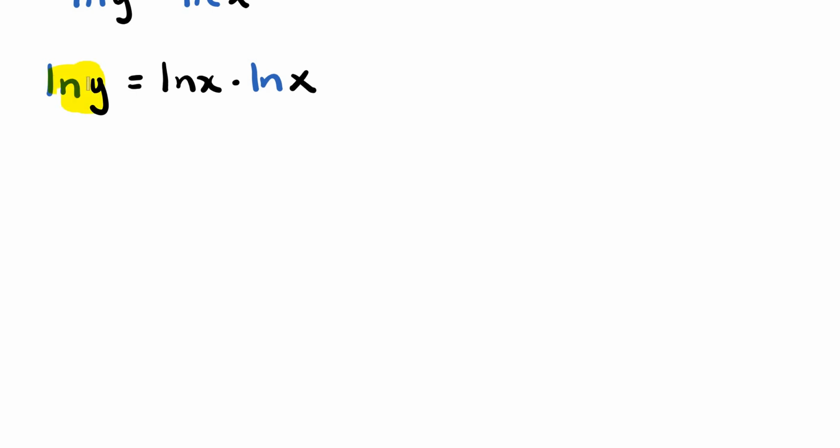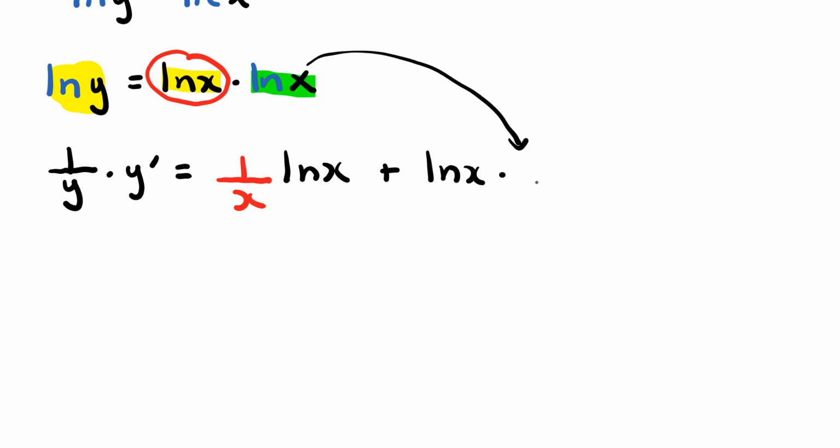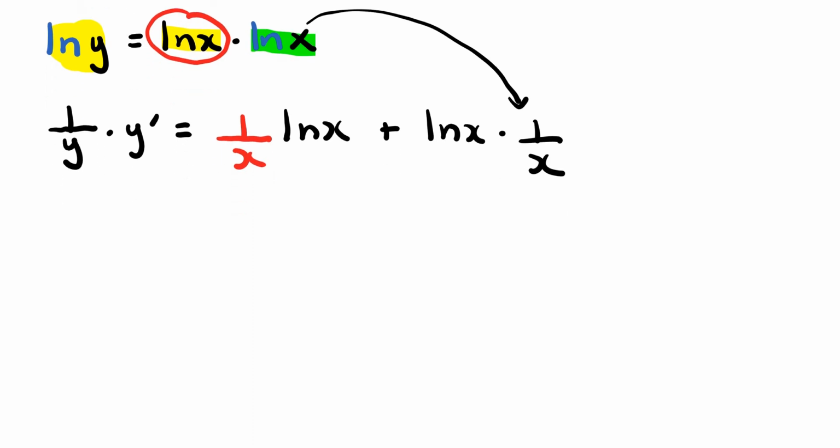All right, so how do you differentiate ln y? Well, that's simply going to be 1 over y times y prime equals. And then on the right-hand side, you would want to apply the product rule, right? So the derivative of ln x is going to be 1 over x, and then you multiply that by the second function, which is ln x, plus the first function times the derivative of the second function. All right, so that right there is your derivative.